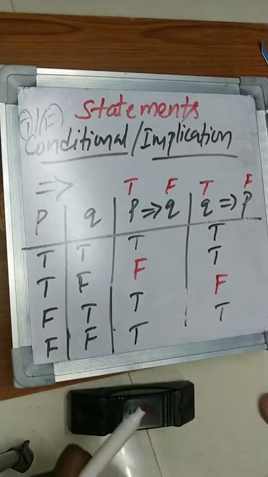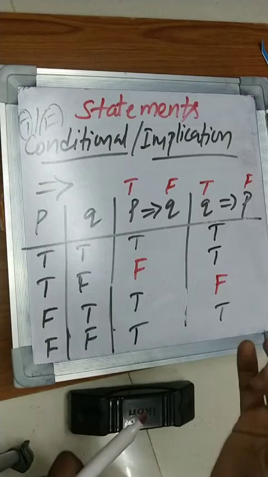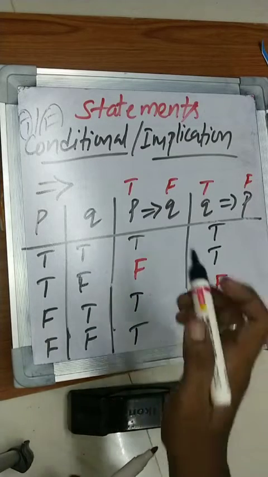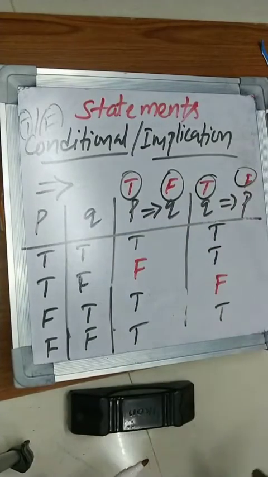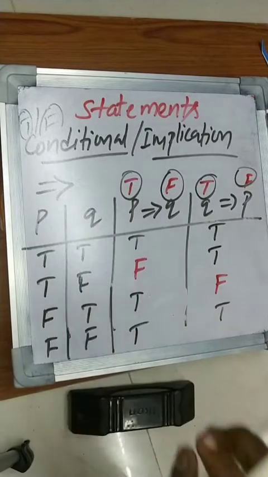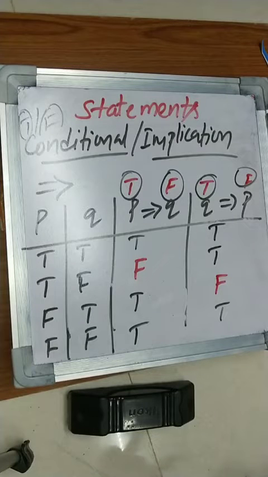So a compound statement will be false only when the first statement is true and the second statement is false. Only then the truthness of the statement connected by this conditional connective will be false. Clear? Okay.